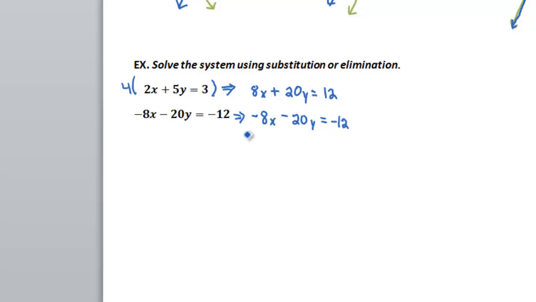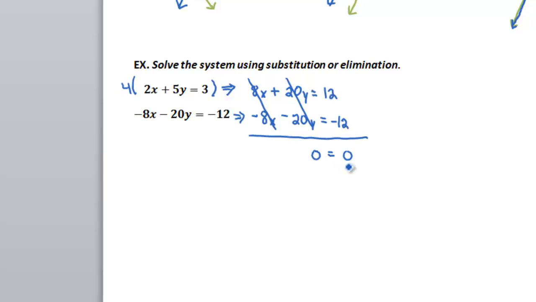Now we add the two equations together. Look what happens when we do that. 8x and negative 8x are eliminated. That's what we wanted. But now when we add the y's, 20y and negative 20y is also eliminated. So the left-hand side is equal to 0. Let's go over to the right-hand side. 12 and negative 12, well, that's equal to 0 too. So everything has been eliminated. And all we're left with is an equation that says 0 equals 0.